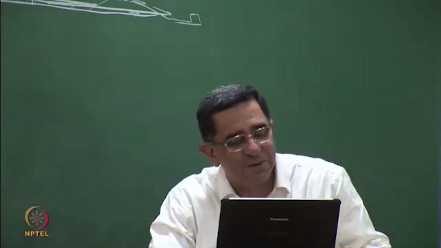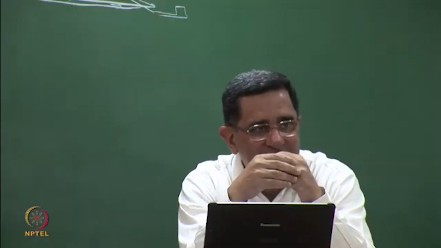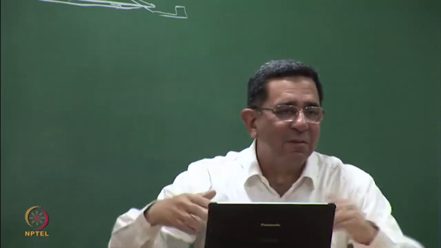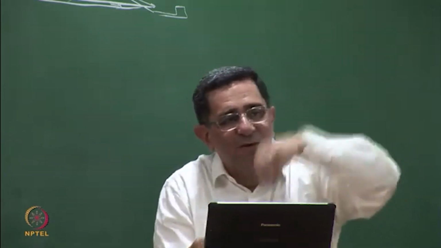So they are fixed in position and they need regular adjustment of the port openings. They require a conduit through the embankment. Now, you know, when we teach earth and rock fill dams or earth dams, we normally say avoid a rigid element within the embankment. Why? Differential settlements are an issue. This conduit may develop a crack. If it develops a crack, the fines will go through it.